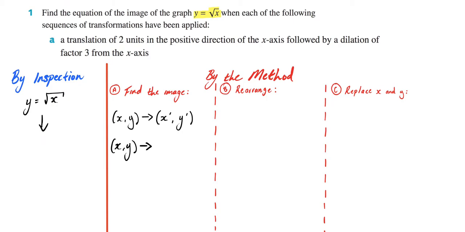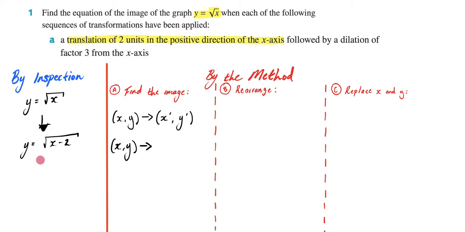Then our first transformation is going to be a translation of 2 units in the positive direction of the x-axis. Now, we know that is going to look like this. It's going to be x minus 2, because if I'm going in the positive direction of the x-axis, that means I'm going to go minus 2. So we just know that. We just know that's going to happen.